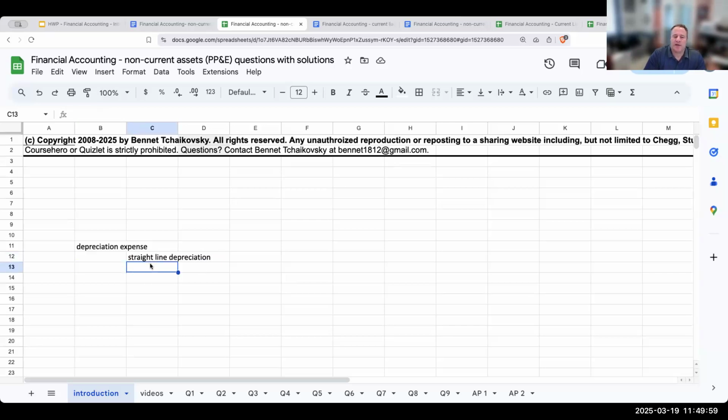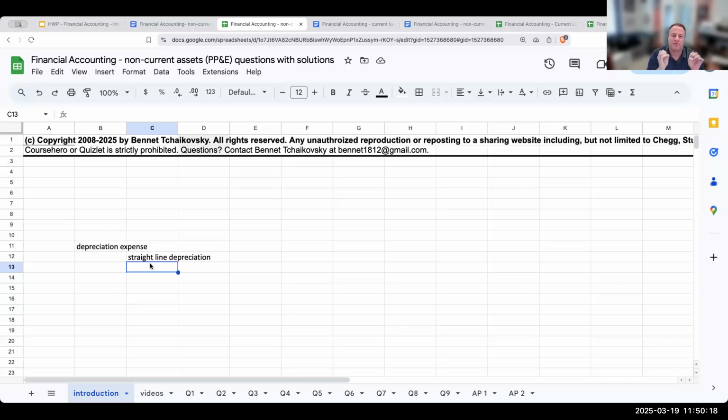So what we're going to look at in this chapter is the other depreciation methods, including double declining balance and units of production. So we're going to examine those.